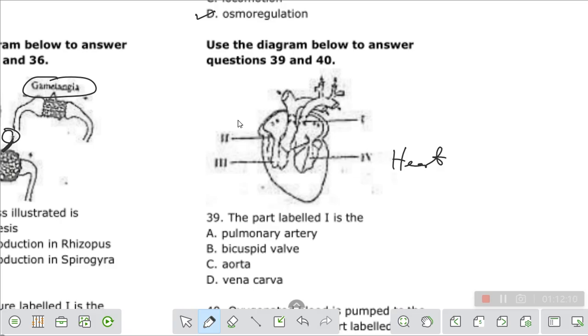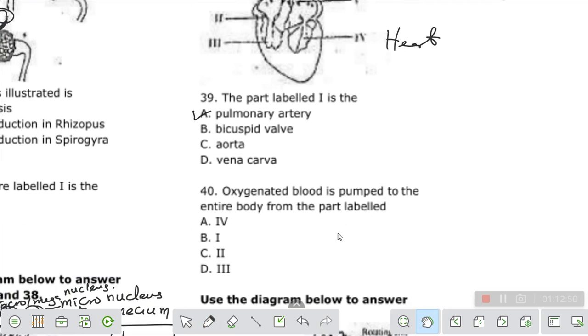So now look at this. The oxygenated blood is pumped to the entire body from the what? Now what they're asking us is which one is the left ventricle. Now I told you I did not teach you very well in this aspect, but let me teach you now. In this place, this is the left side of the heart, right? This is the right side. So here, this 4, we have the left ventricle. This 3, we have the right ventricle.